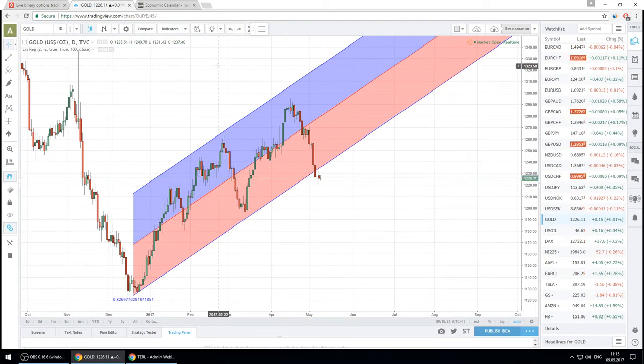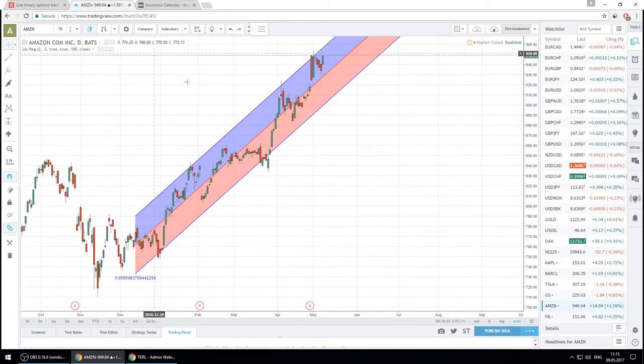The same situation is when it deals to trade in stocks. Let's choose some asset, let's say Amazon.